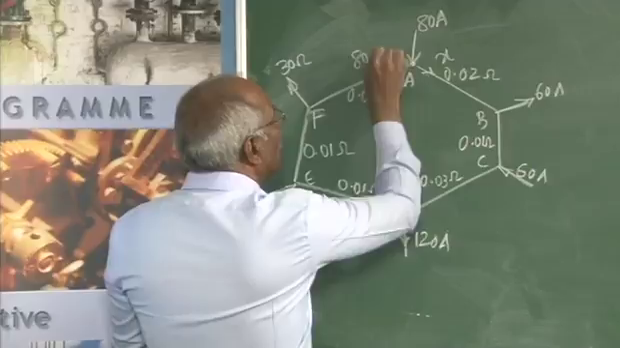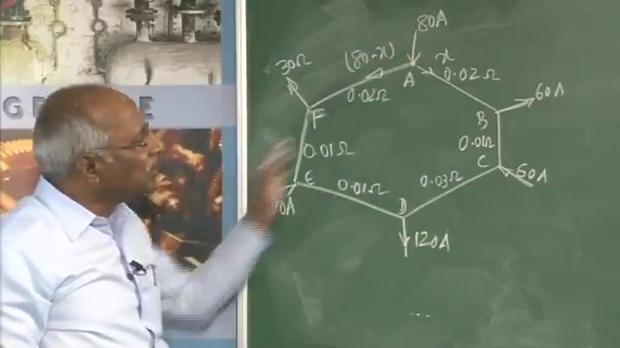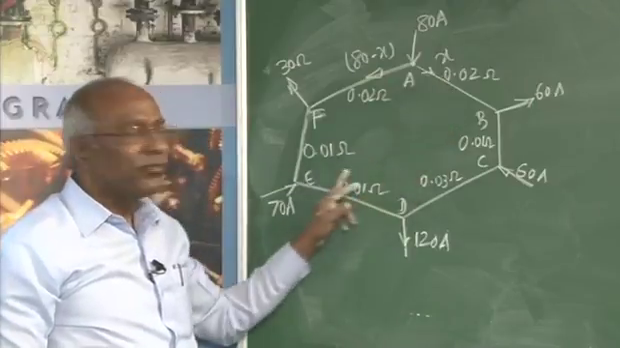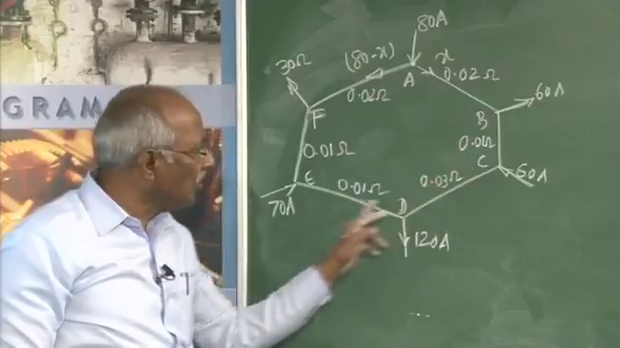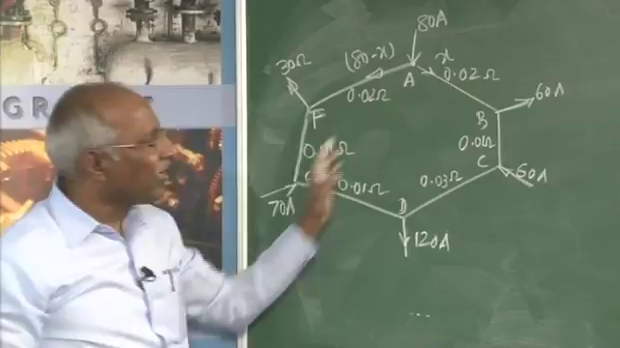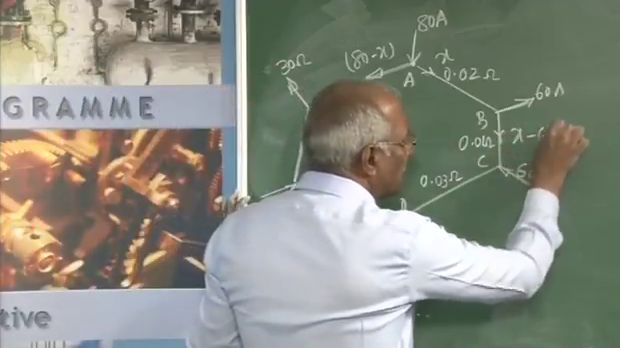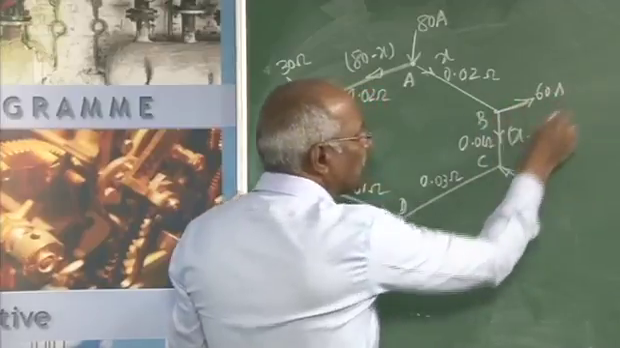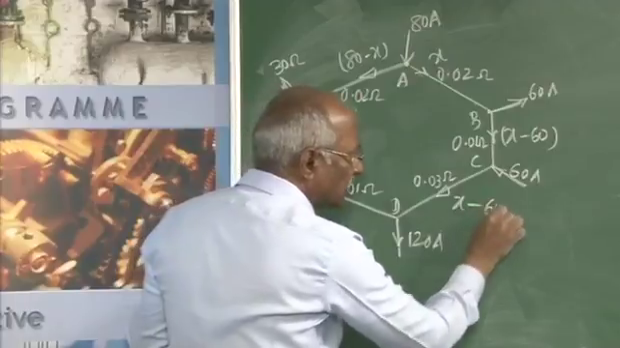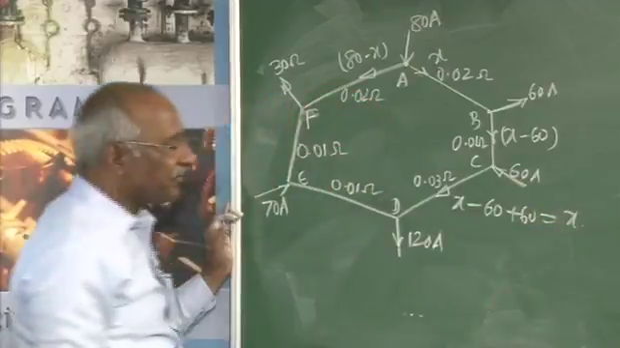It must be 80 minus X flowing here. Once I assume a value of current here, X can be found out, because in a closed loop, the sum of the voltages should result in 0. Here, the current is obviously X minus 60. As X comes here, 60 goes that way, it will be this. When it comes to here, X minus 60 plus 60 gets added up, leading to X only.